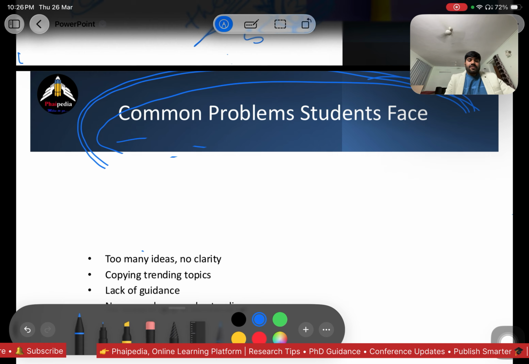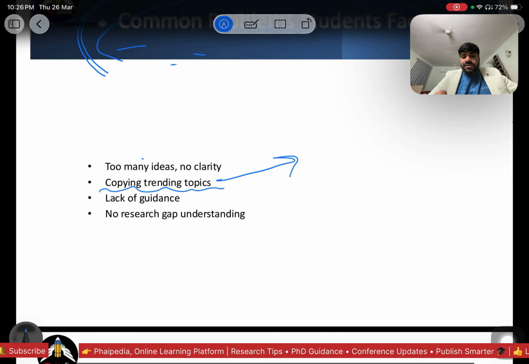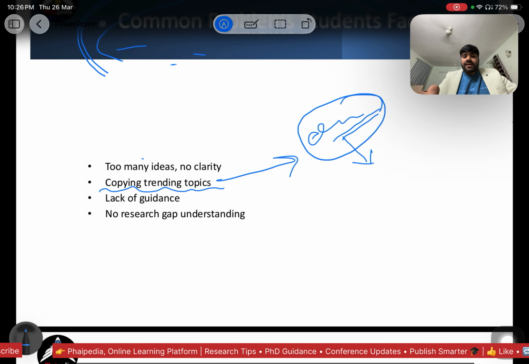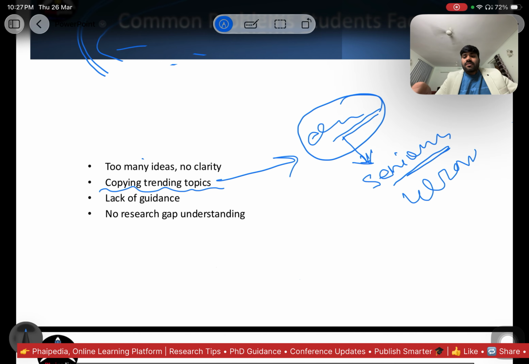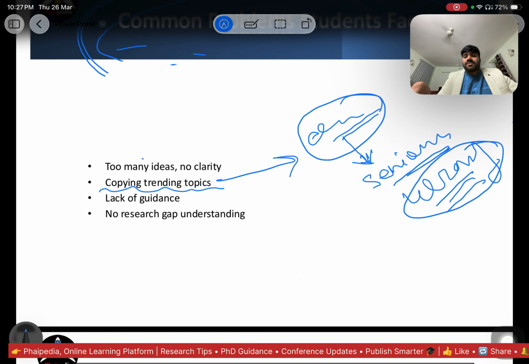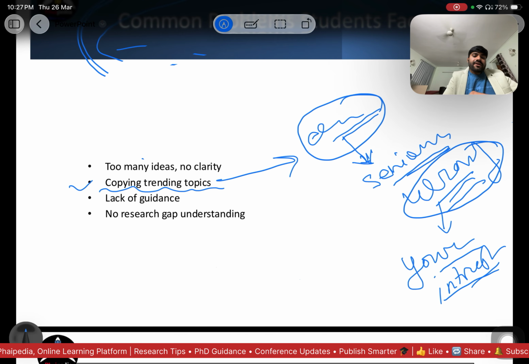Also, the second common problem is basically copying the trending topics. I have seen in most cases research scholars directly copy the trending topics or go with the topics their seniors are working on. So this is wrong because the research topic you choose for your PhD journey should be of your interest. Okay, so copying trending topics is not a good thing.